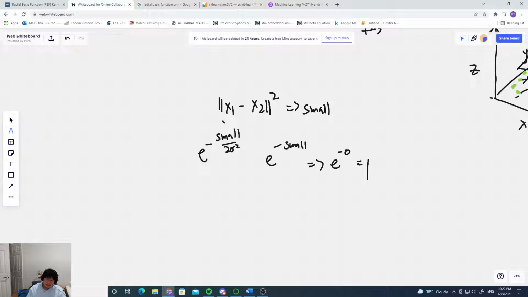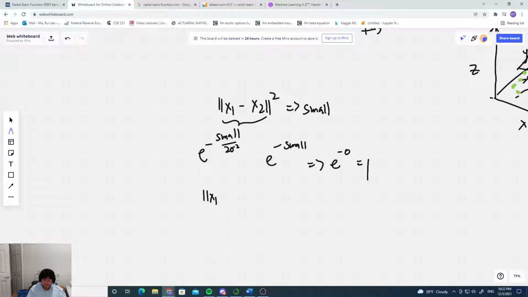So that means that if these two are very close to one another, and this value is getting really close to 1, that means that these 2 points have very similar traits. They're very similar in terms of their properties, and they probably fall into the same category. All right. So what if this distance is super big?